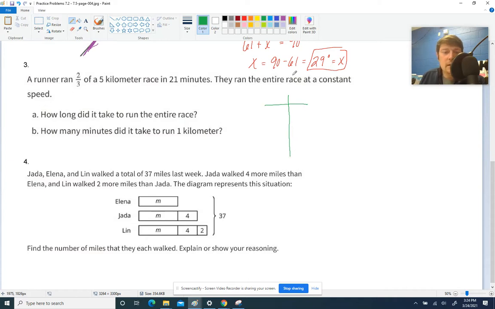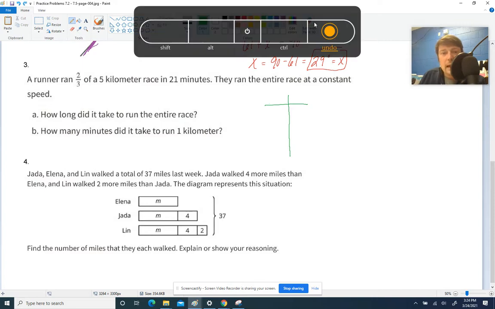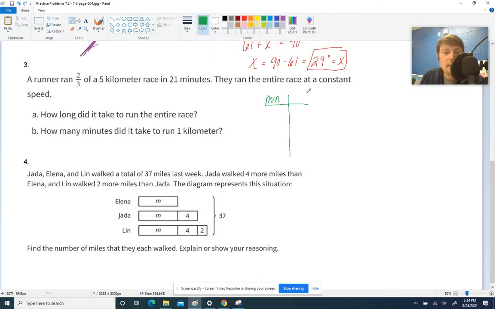And let's sketch through the problem and see what the things are that are going to go on my table. Well, clearly, we're going to have kilometers. Oh, I saw minutes. I like putting minutes on the left of my tables. I like time on the left because that's usually where X goes. And then kilometers are on the right. And I know that this runner can go 2/3 of a 5K race in 21 minutes.